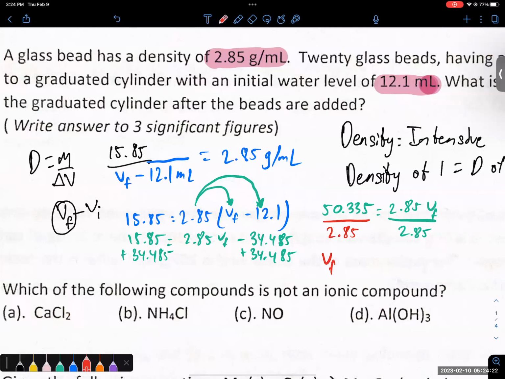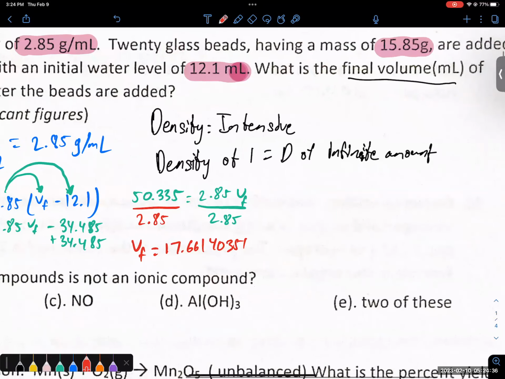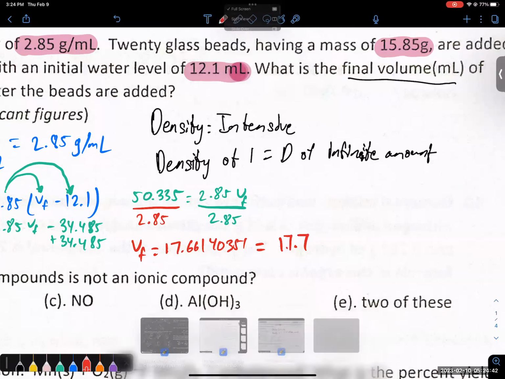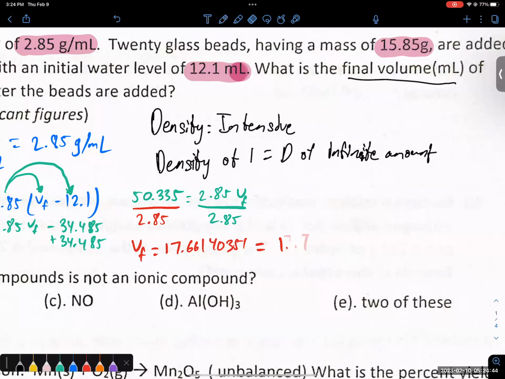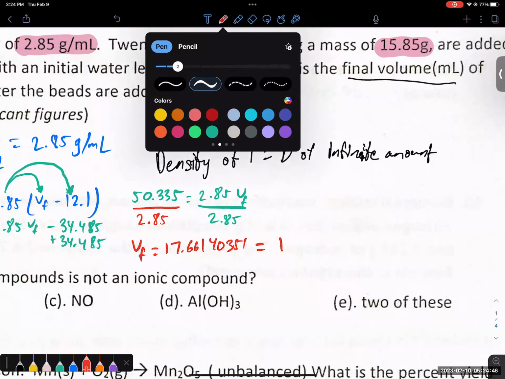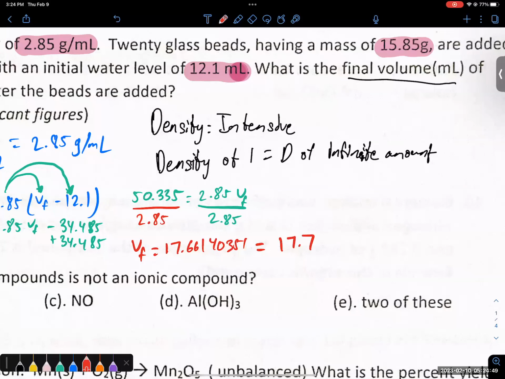And then we'll get our VF to be, rounded to three significant figures. So I got 17.66140351. But in three sig figs, that would be equal to 17.7. Sorry, I should make that clearer. 17.7 milliliters.